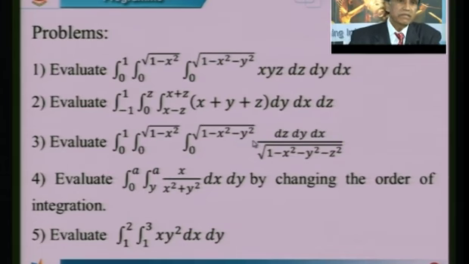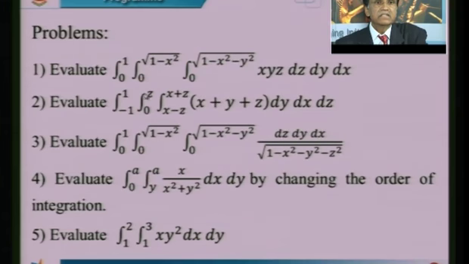Then here we have the list of examples for both double and triple integrations. The first problem you can see now, 0 to 1, 0 to root of 1 minus x square, and 0 to square root of 1 minus x square minus y square, that is the function given x, y, z, dz, dy and dx.